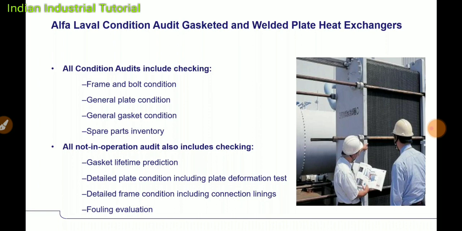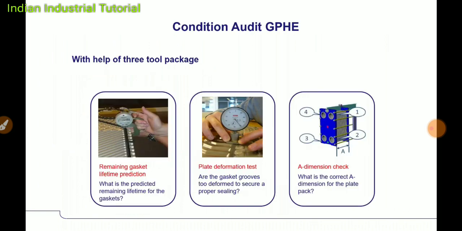fouling evaluation. Suppose some samples are there, we take it out and suggest different chemicals to use for cleaning. These are the 3 tool package where we see the remaining gasket lifetime, hardness of the gasket, then depth of the gasket, then deformation of the groove, and A length. This all combination will give the result how much remaining gasket life is there.